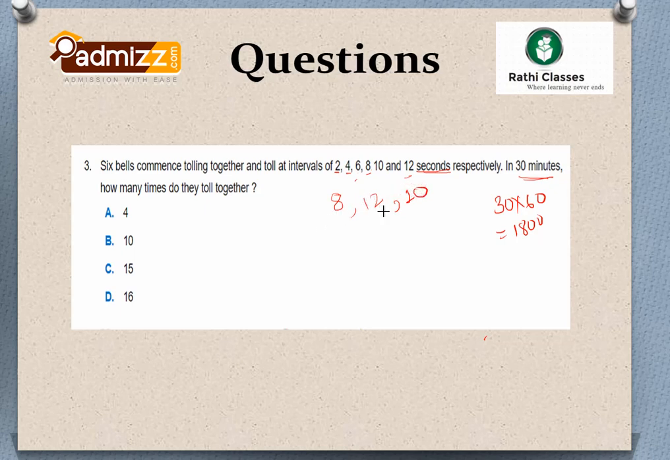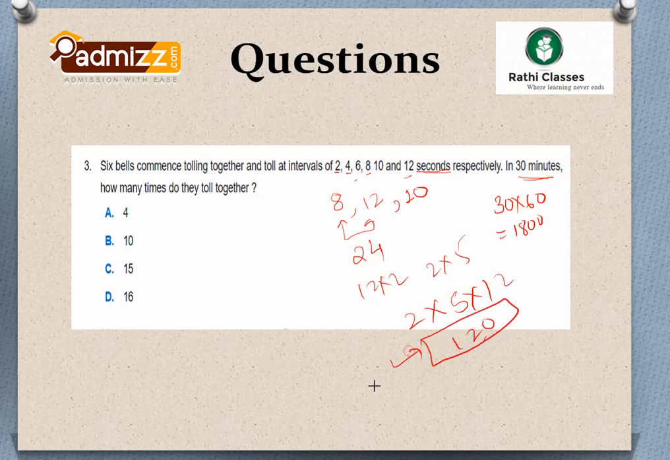So 8 and 12, 4 twos. So my answer for the LCM of 8 and 12 will be nothing but 24. 24 and 10: 24 means 12 into 2 and 10 means 2 into 5. So if I combine this, I will be left with 2 into 5 into 12, that is 120. So my LCM will be 120. So how will I do it now? 1800 divided by 120, that means 15.